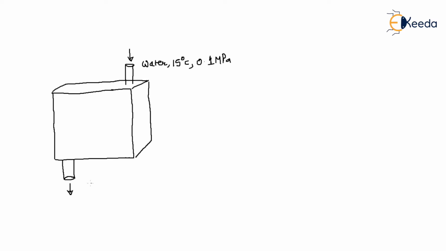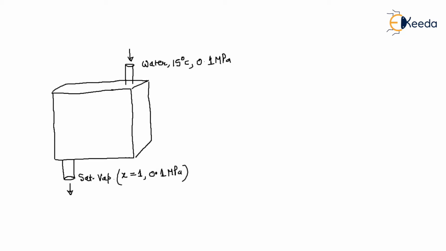The exit is saturated vapor, according to the question. That means X is equal to 1, and the pressure is the same, 0.1 megapascal. This is given, right?